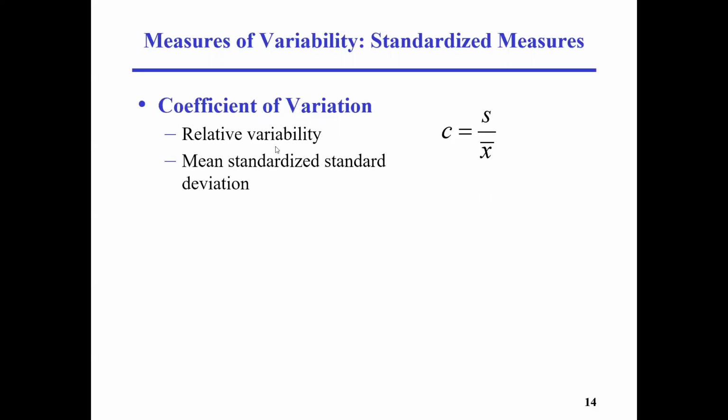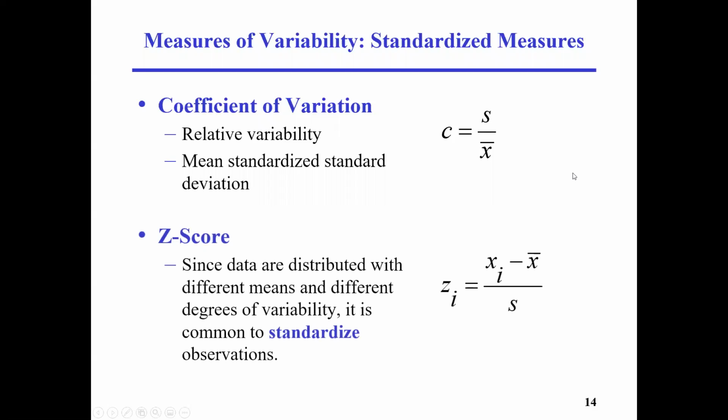So it's relative variability, the mean-standardized standard deviation. We use the data set's mean to standardize the standard deviation. Okay, it sounds tricky, but it's just a simple standardization, normalization process. And we have another standardized measure for variability.